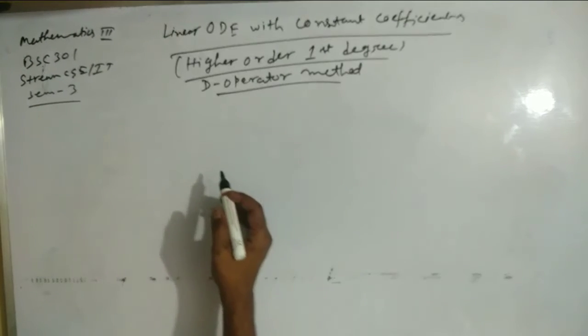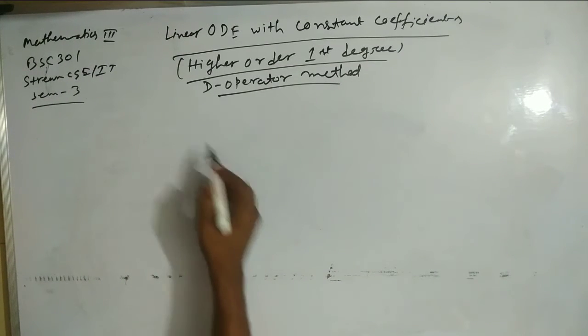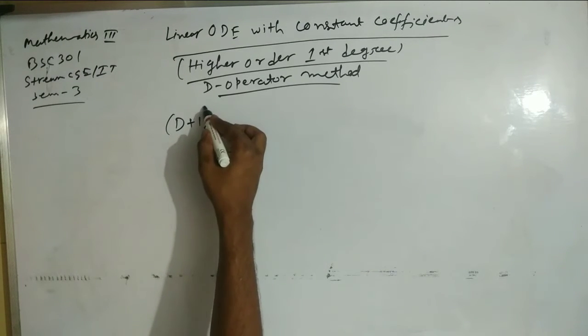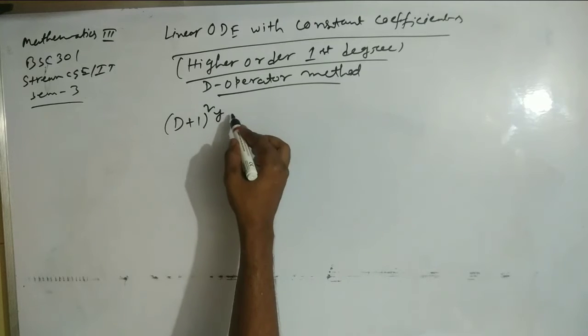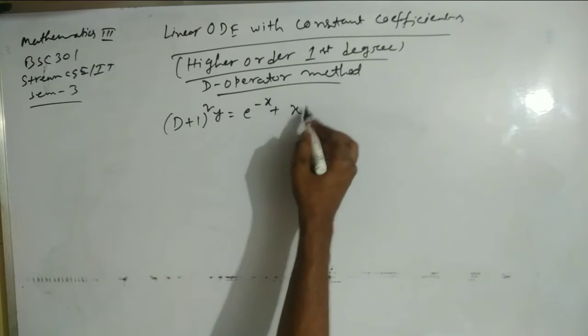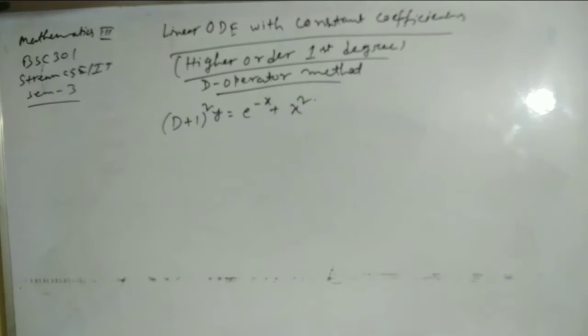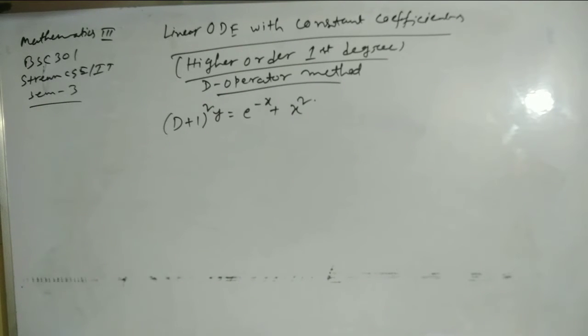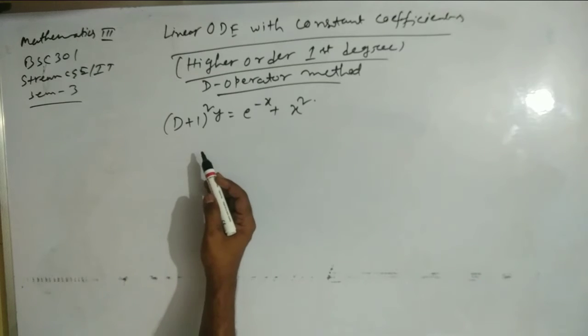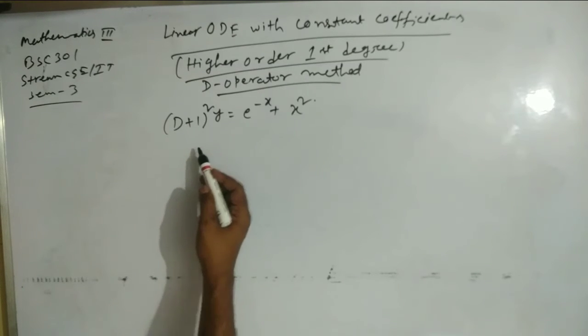Let us take this example: (D plus 1) whole square y equal to e to the power minus x plus x square. I have discussed all the methods of finding particular integrals. This is another example. So I am not finding the complementary function, you know the method.